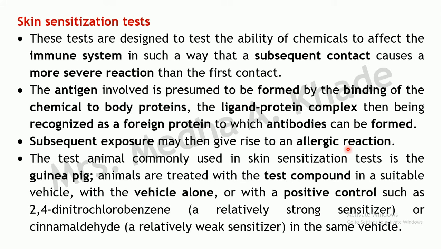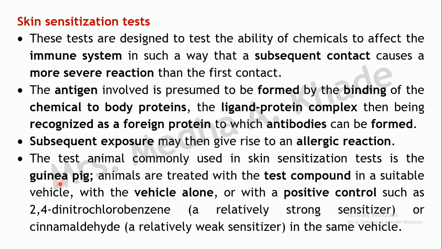Usually in this particular type of test, the guinea pig is used as the experimental animal. The area is clipped of hair, and in a certain area the chemical is applied. While applying, there should be a sufficient number of controls which you should run simultaneously.